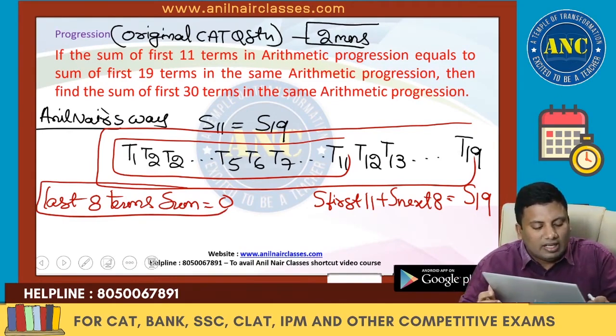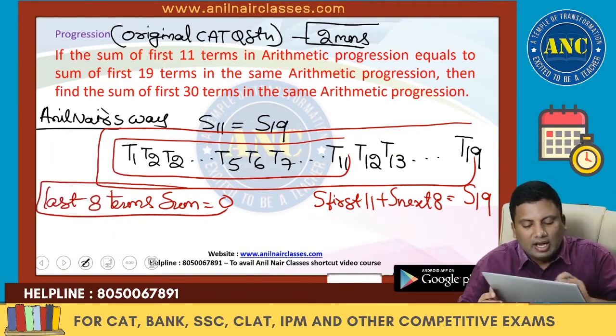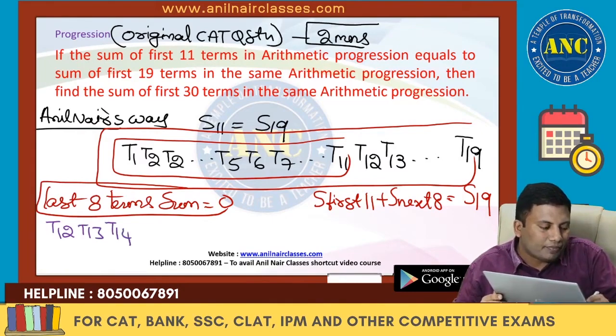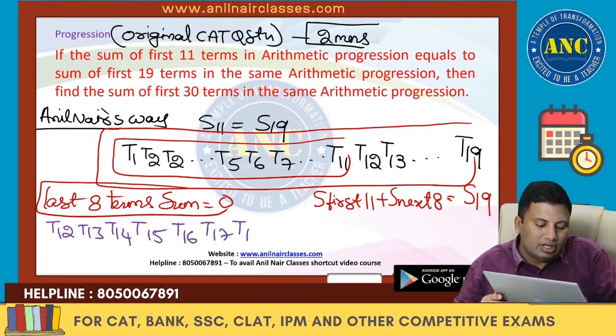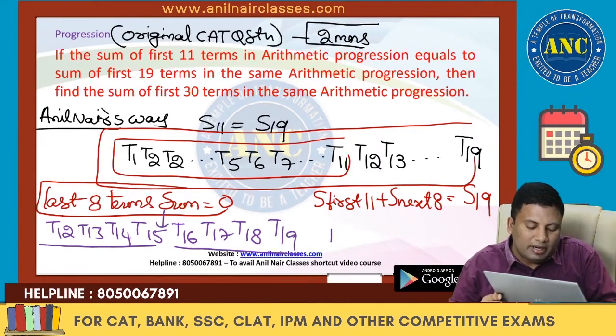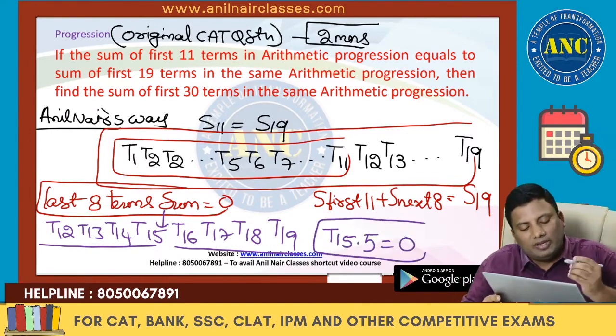What are the last 8 terms? We will see. Till 11 we did it. The last 8 terms are T12, T13, T14, T15, T16, T17, T18, T19. There are 4 to the left and 4 to the right. What is the middle value? T15.5. It is 0. Why will the middle value be 0?